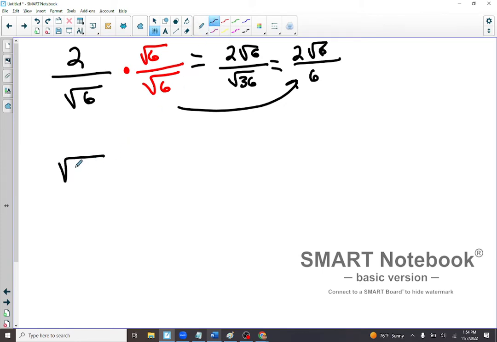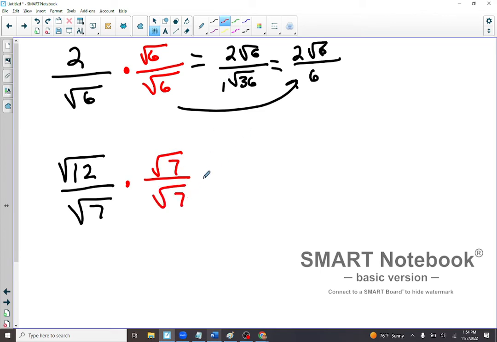Next question. Square root of 12 over square root of 7. Here, you have 2 square roots. Which square root do you multiply by? The bottom one, which is 7. Good. So square root 7 over square root 7. So square root of 7 times 12 is going to be 84, and you actually multiply them because they're both in square roots. But the square root of 7 times the square root of 7 is square root of 49. But I know what the square root of 49 is: 7.